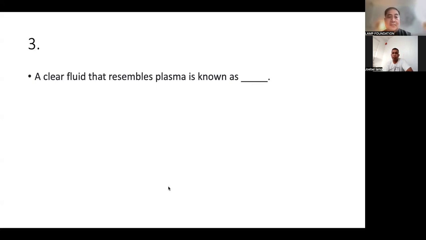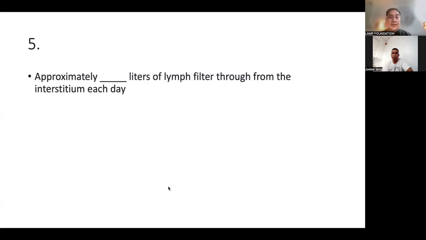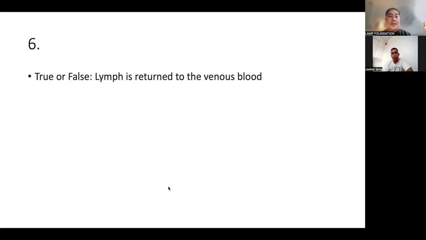A clear fluid that resembles plasma is known as blank. The lymph. Lymph is made up of what four components? Water, electrolytes, waste products, and protein. Approximately how many liters of lymph filter through from the interstitium each day? How many liters? 20. Okay, 20.